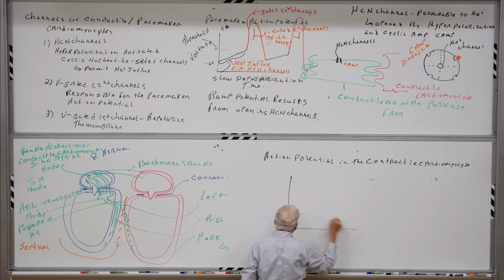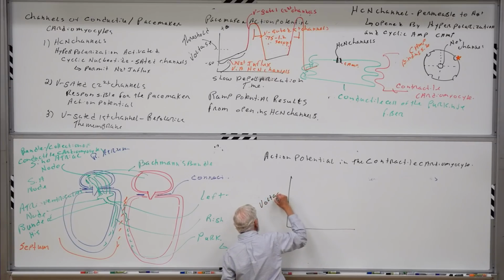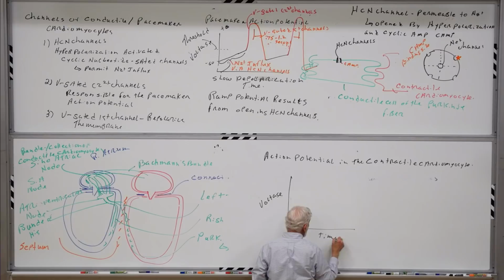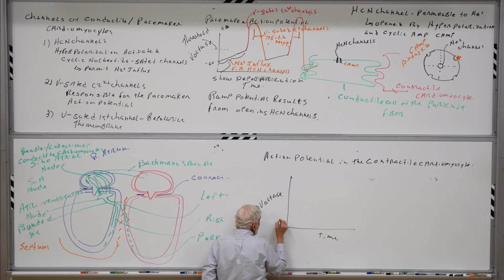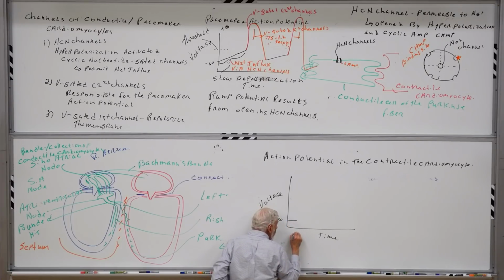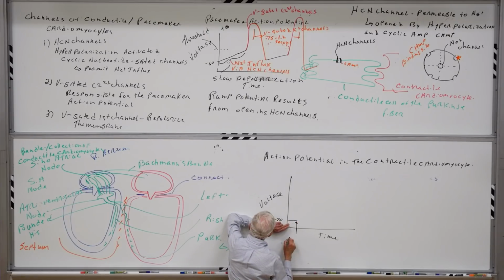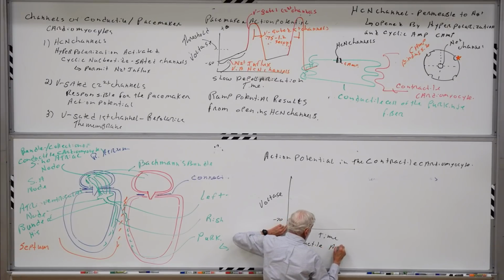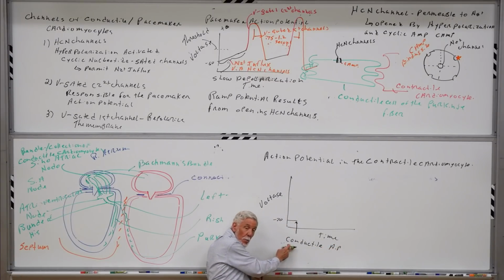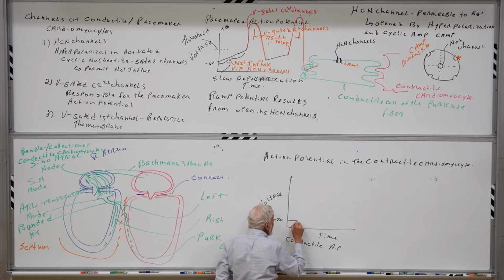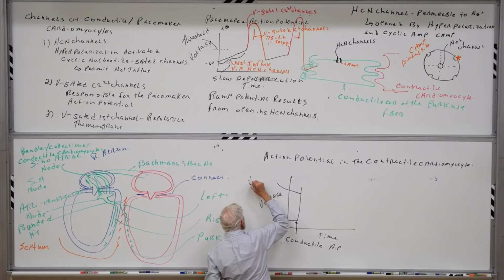Again, we'll plot voltage versus time. The membrane potential here is a little more hyperpolarized, around minus 70 millivolts. Comes along, and at this point, we're going to say we have the arrival of the conductile action potential. That provides positive charge. This now opens a set of channels, which are the voltage-gated sodium channels.